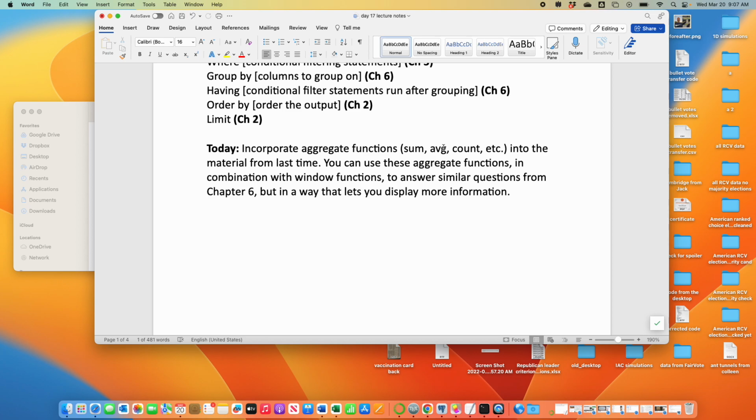But you can, as we saw, use average with group by, and now you can use average with the partition by thing we did last time. So that's all we're going to do today. Just these terms we already know. How do we use them with this window function partitioning kind of stuff? Okay, so let's put this down.